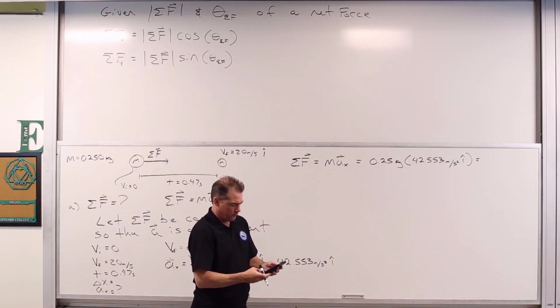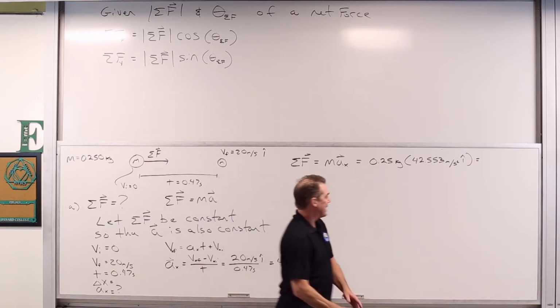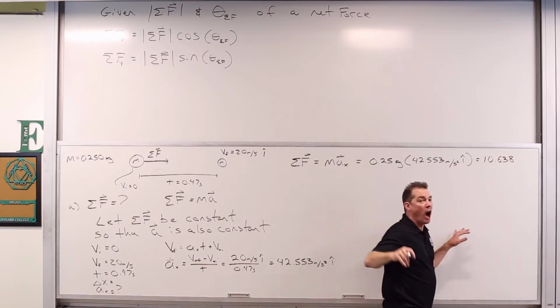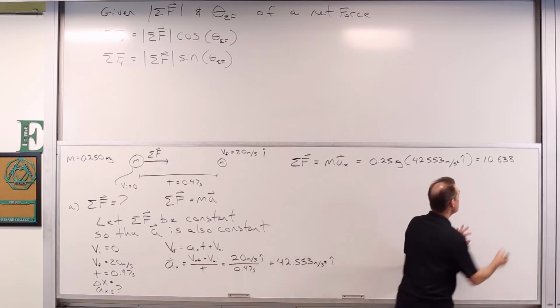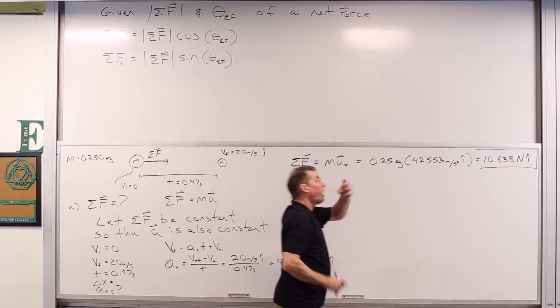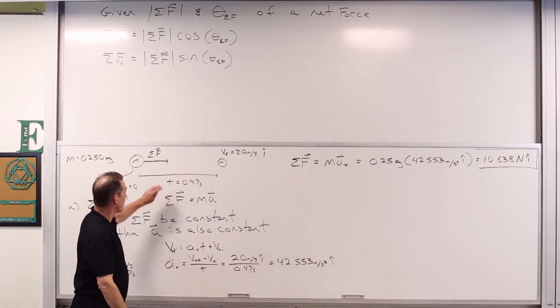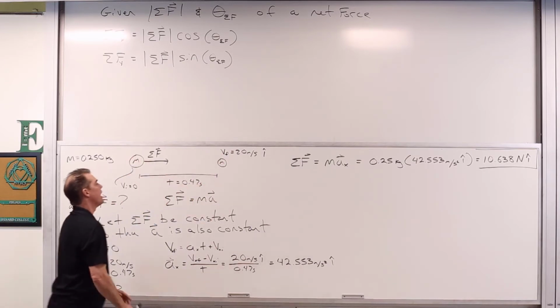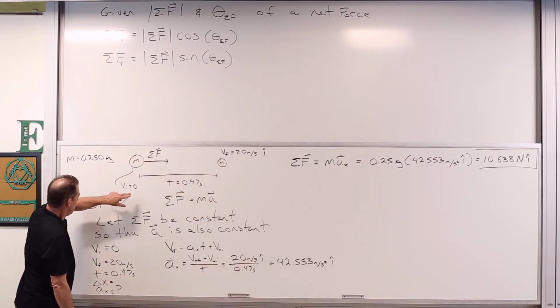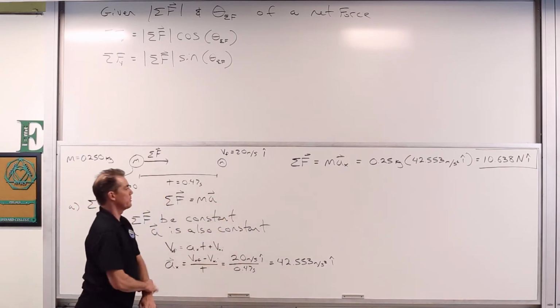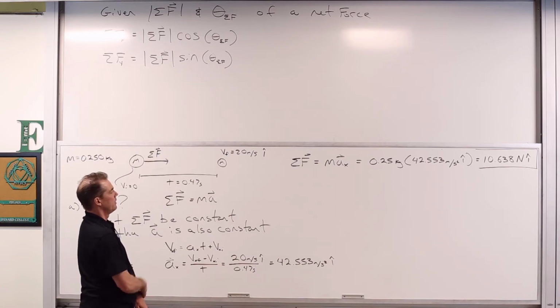times 0.25, 10.638. 10.638 units of force, SI, newtons, N, I hat direction. So there is our constant force or average force that acted over this 0.47 second time interval in order to produce the acceleration that ultimately gave us a velocity changing from 0 to 20 meters per second in the I hat direction. Rounded off, 10.6 newtons, I hat.